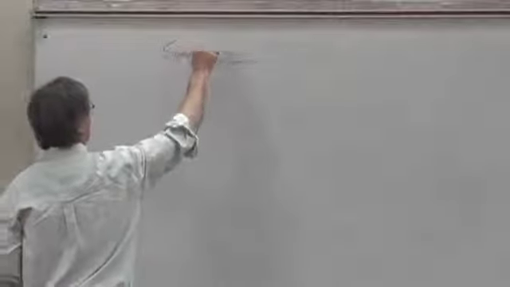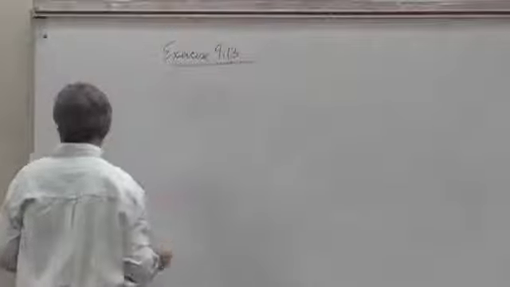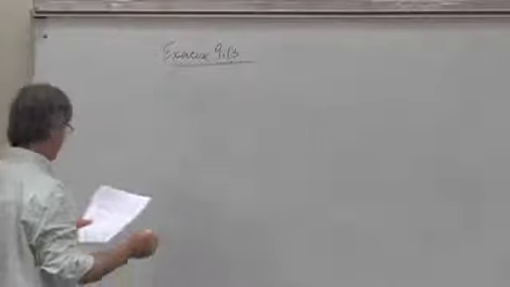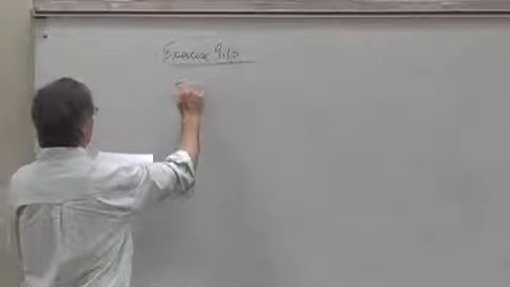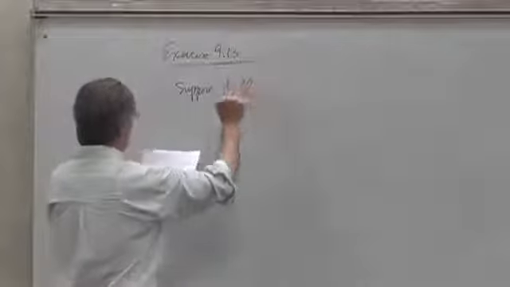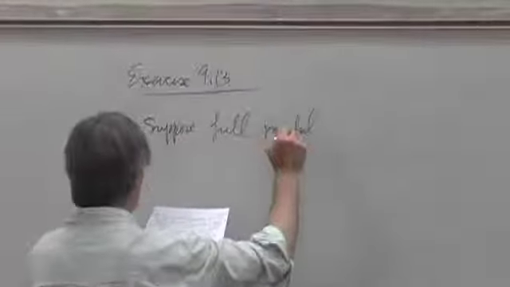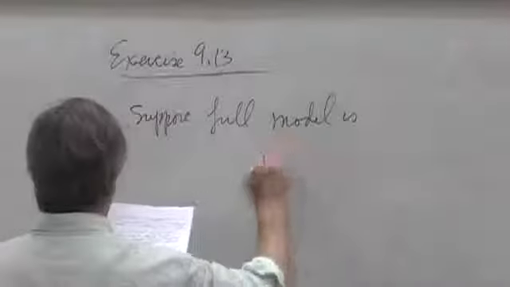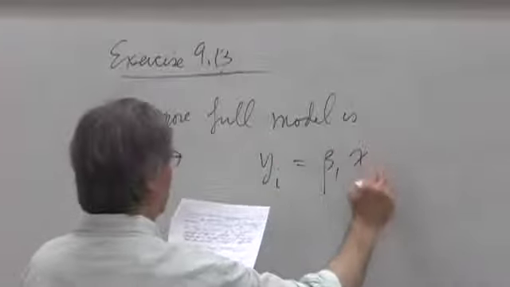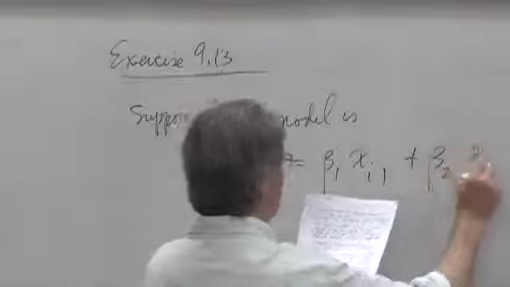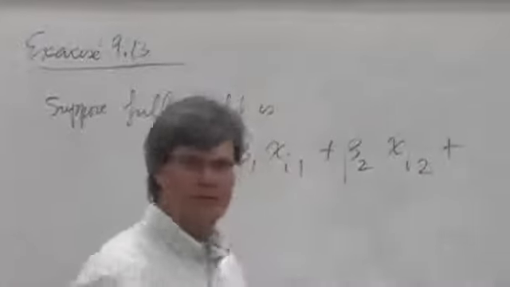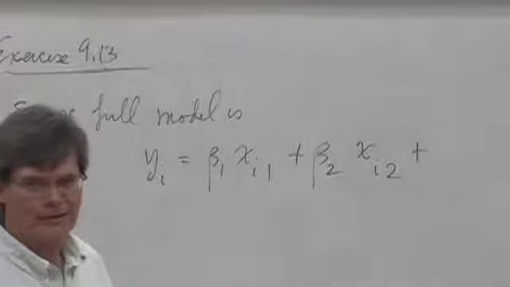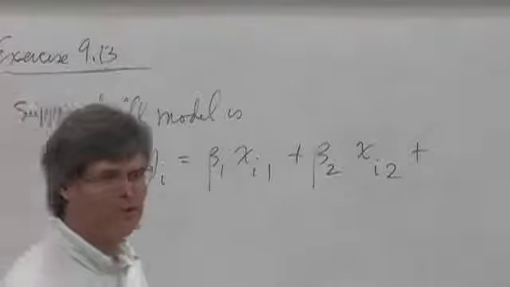Exercise 9.13. Okay, let's go through this star business. Suppose the full model is, and I'm going to change it just a little bit, I'm going to use the unit length scaling. So the intercept is going to be taken away. So I don't have to think about intercepts and inverting X prime X where X has the first column of ones and all that business.